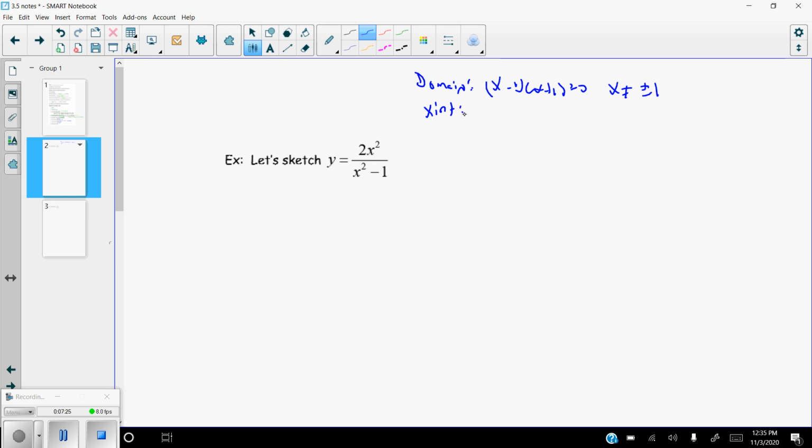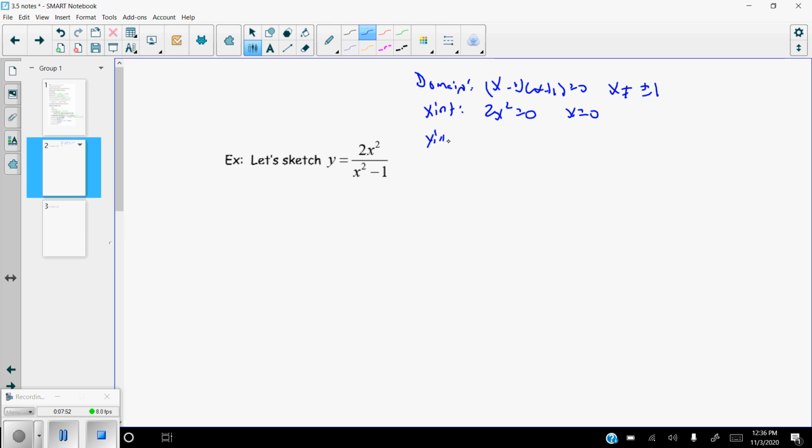The x-intercepts are found when you take the function y and set it equal to 0. Remember, for a fraction to equal 0, the numerator must equal 0 as long as the denominator does not. So we're going to take 2x squared, which is the numerator, and set it equal to 0. Dividing by 2 and then taking the square root, 0 is still 0. So x equals 0 is going to be your x-intercept.